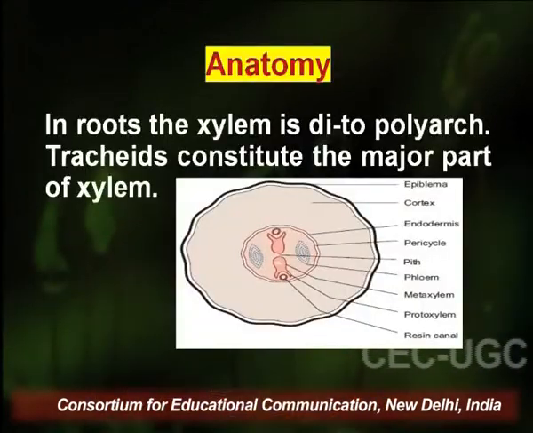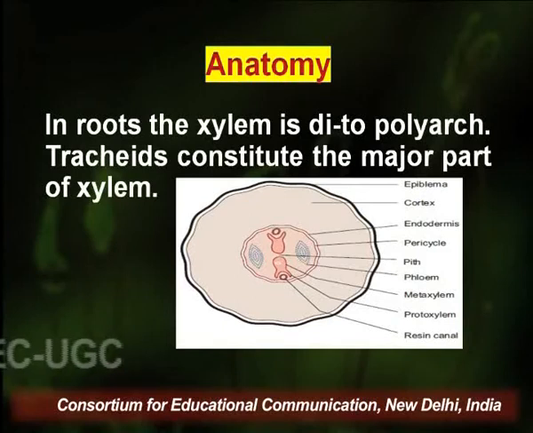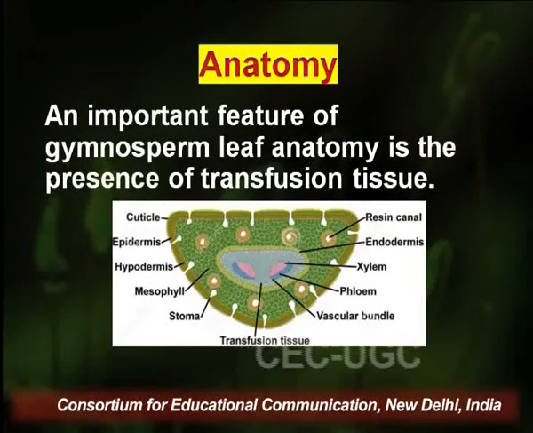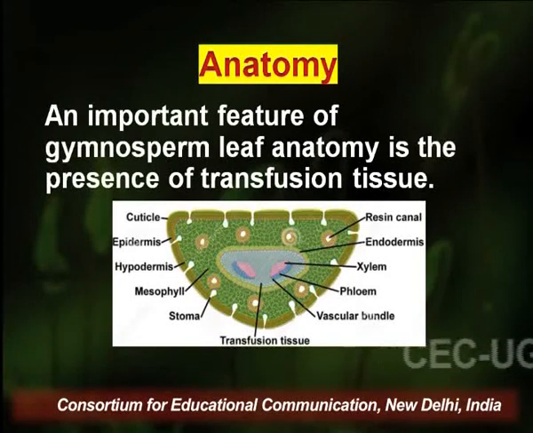As far as the roots are concerned, in roots the xylem is diarch or it could be polyarch. The tracheids constitute the major part of the xylem. An important feature of the gymnosperm leaf anatomy is the presence of transfusion tissues also.